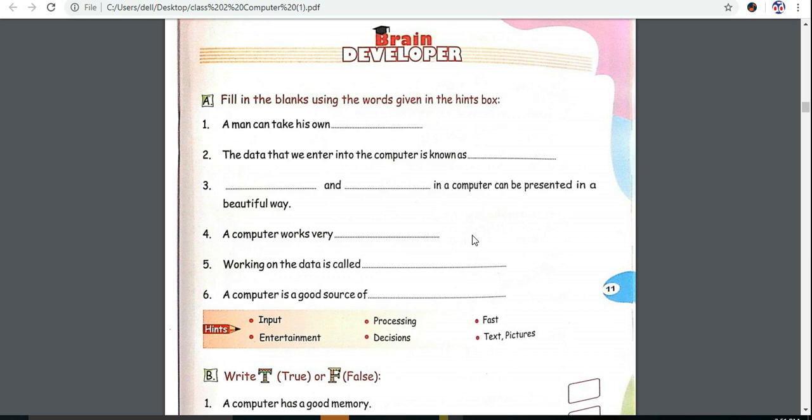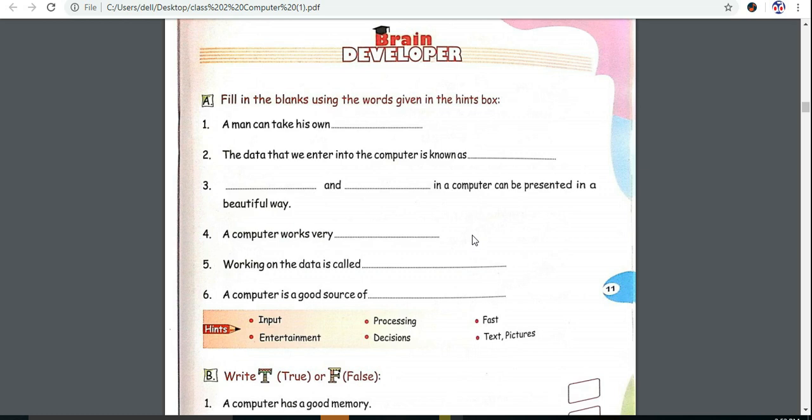So the first question: filling the blanks using the words given in the hint box. These are the questions, and you also have a hint at the downside, so you can take help of the hint also. First question is, a man can take his own dash. You have 6 options: input, process, fast, entertainment, decisions, text and pictures.